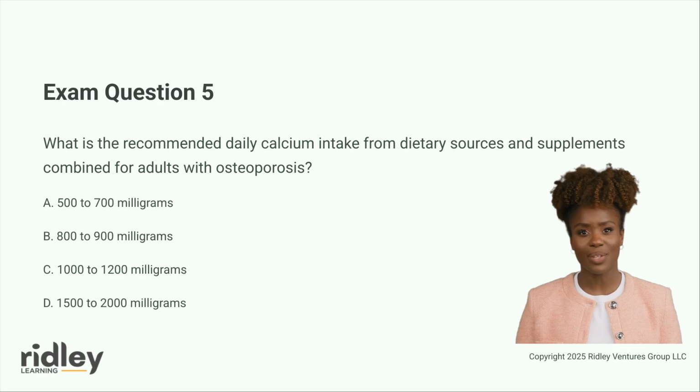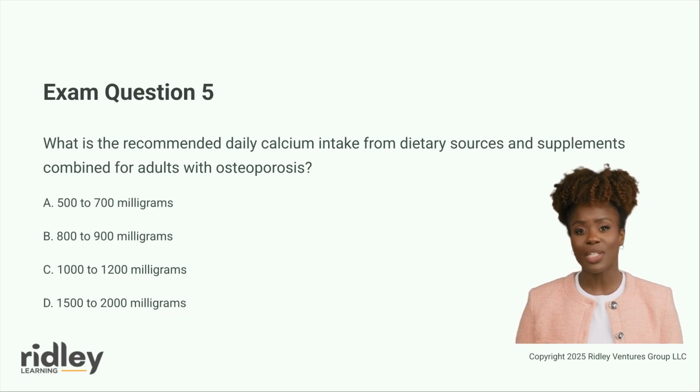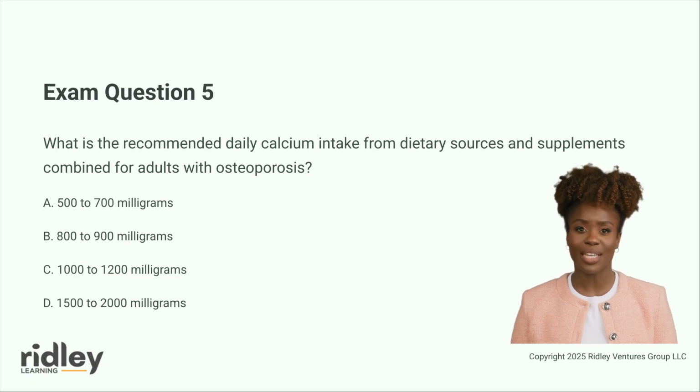Question 5. What's the recommended daily calcium intake from dietary sources and supplements combined for adults with osteoporosis? The correct answer is 1,000 to 1,200 milligrams. Adequate calcium intake is foundational for bone health and serves as an essential component of osteoporosis prevention and treatment.